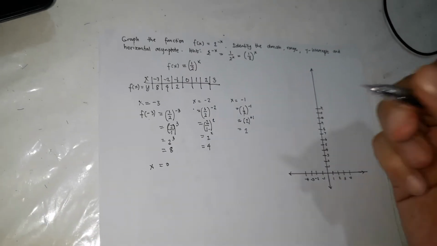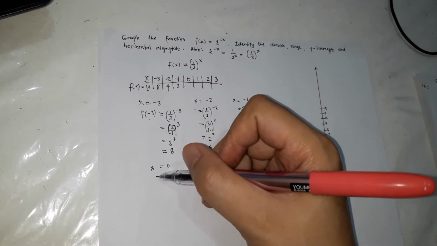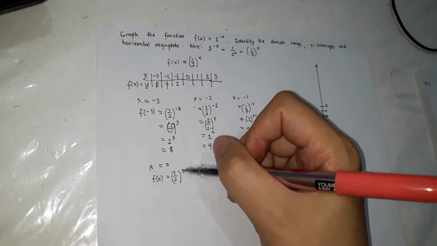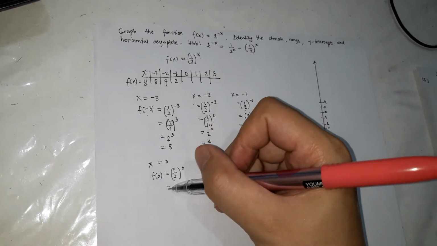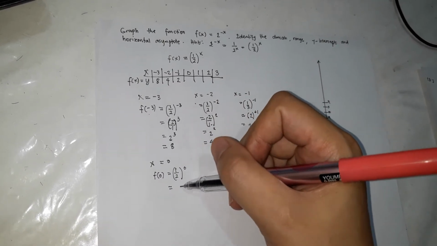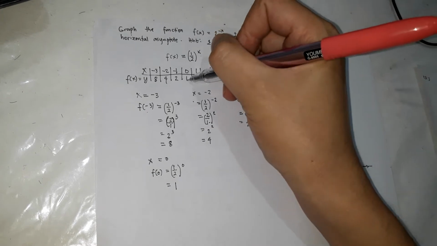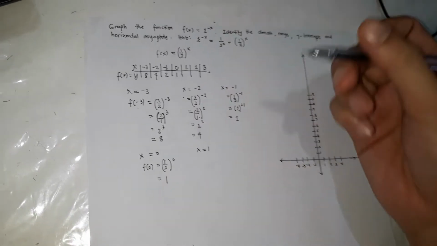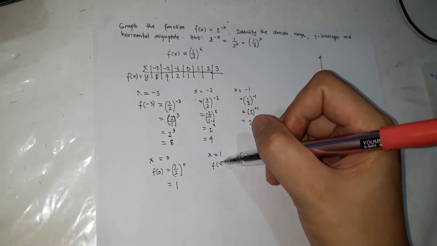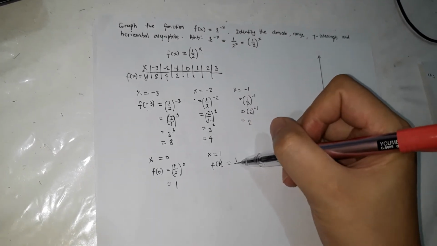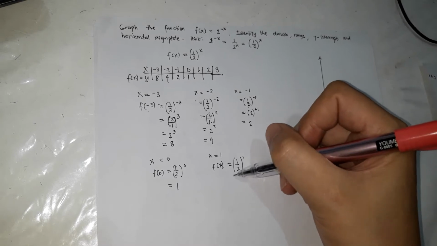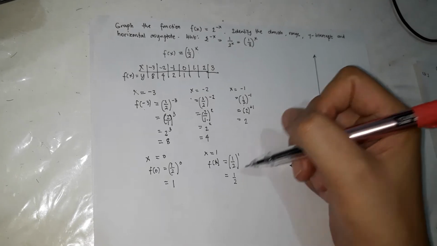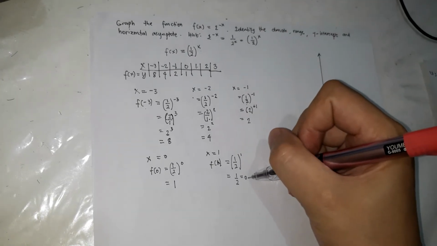Then when x is equal to 0, f of 0 is 1 half to the power of 0. Any number raised to the power of 0 is 1. When x is equal to 1, f of 1 is equal to 1 half to the power of 1, which is also equal to 1 half. When the exponent is 1, the number itself is the answer. 1 half is equal to 0.5.